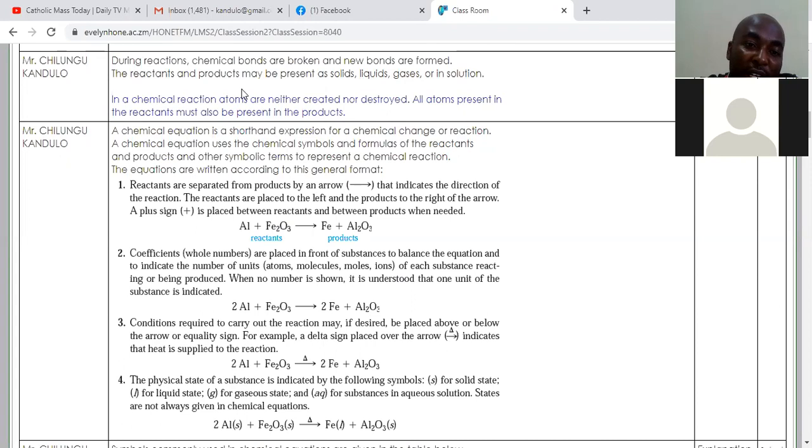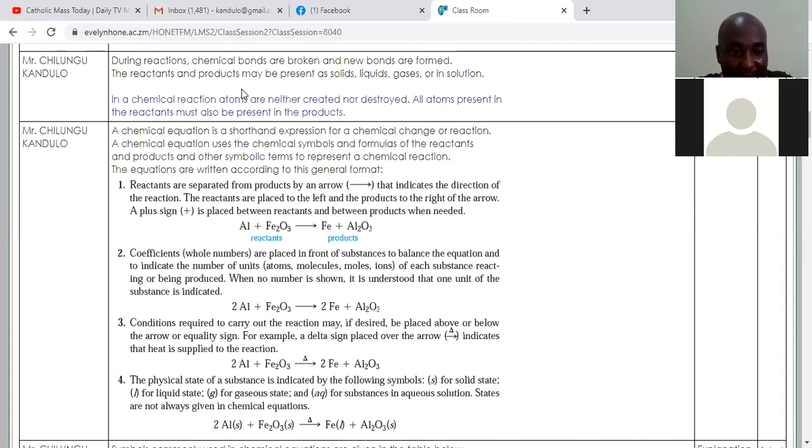So in chemical reactions, atoms are neither created nor destroyed. All atoms present in the reactants must also be present in the products. They are just rearranged. So you can't say you had carbon on the reactant side, and then on the products there's no carbon. Atoms are conserved, they are not lost. So you must understand that.